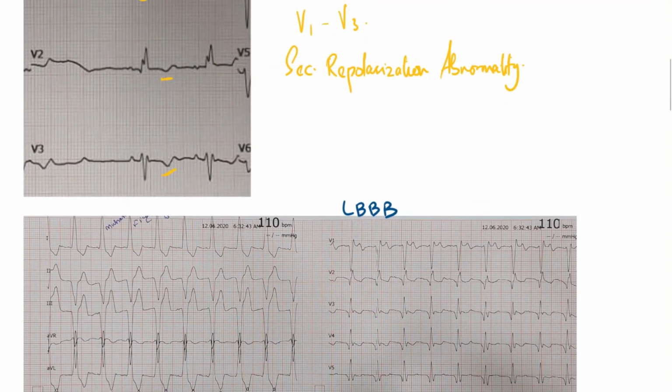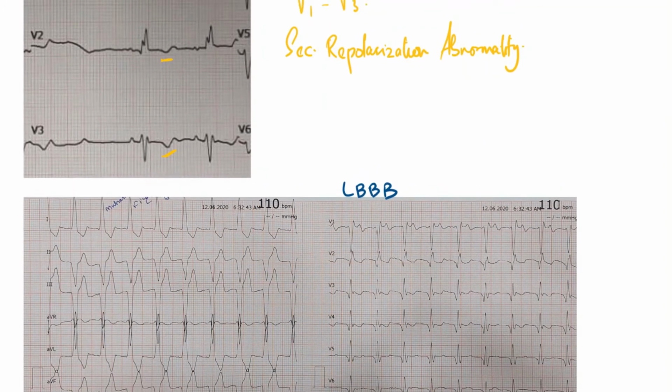A similar thing is going to happen with the left bundle branch block as well. You can see the ECG which shows T-wave inversions in the lateral leads, the precordial leads, lead 1 as well, and this is basically a secondary repolarization abnormality as well.